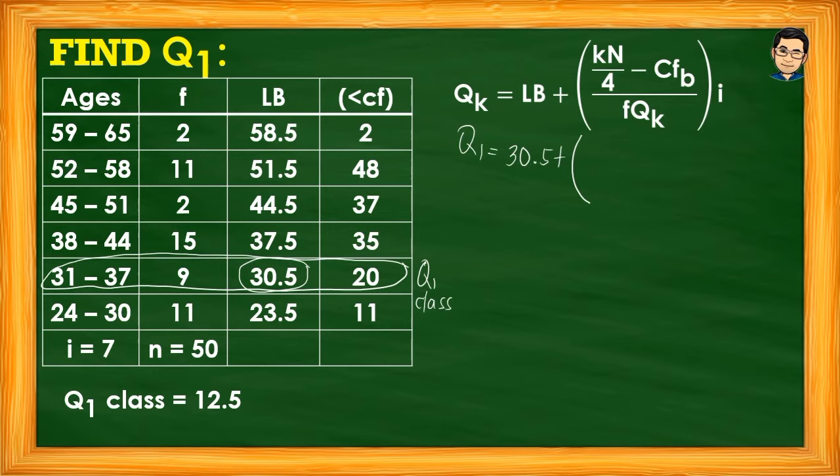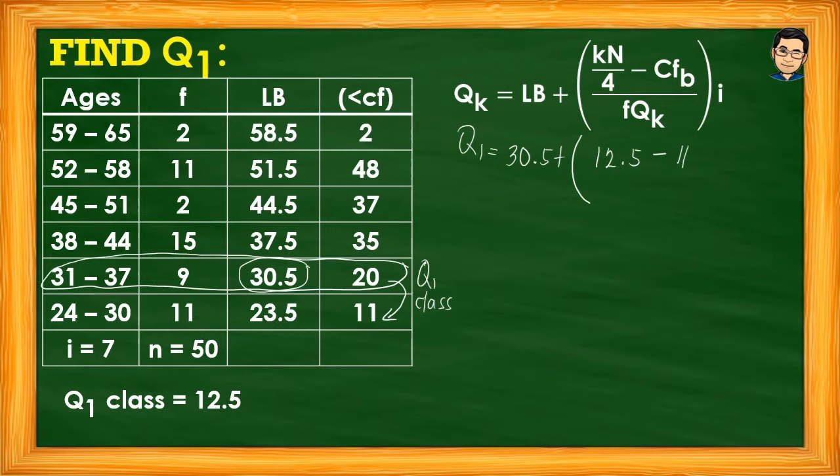Yung position niya ng Q sub 1, that is 12.5, minus the cumulative frequency before of the Q sub 1 class. So, since yung Q sub 1 class natin, yung less than cumulative frequency niya is 20, okay, so greater than 12.5 na yun. So, kukunin po natin yung kanyang kasunod na mas mababa, which is 11. Kaya nga less than cumulative frequency kasi mas mababa, and that is 11.